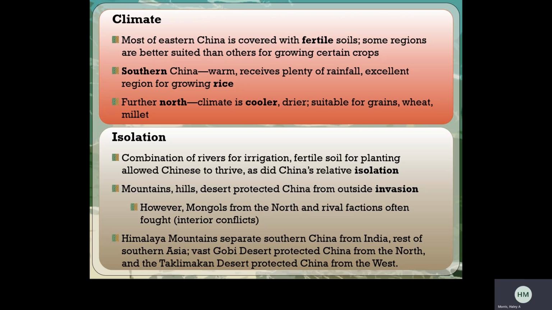The Himalayan mountains would separate China from India, as well as the rest of southern Asia, and the vast Gobi Desert protected China from the north. And again, sometimes I may pronounce some of these things wrong. The Taklamakan Desert protected China from the west.